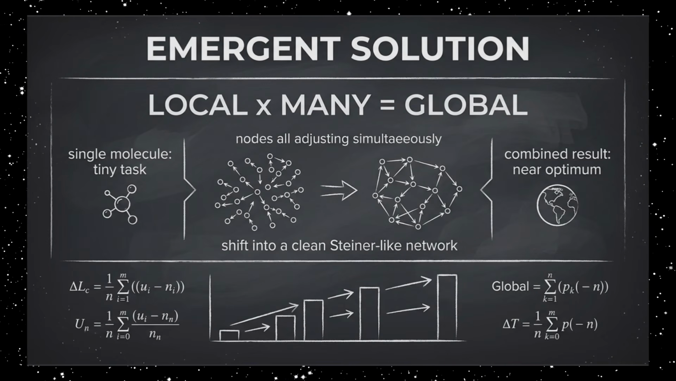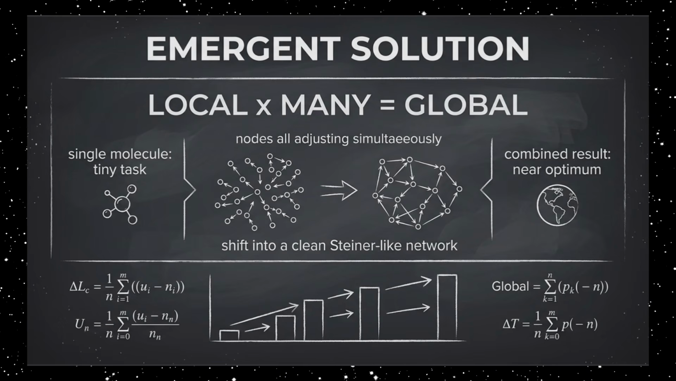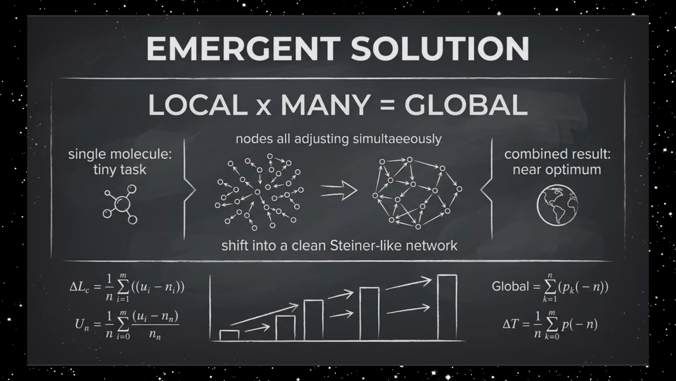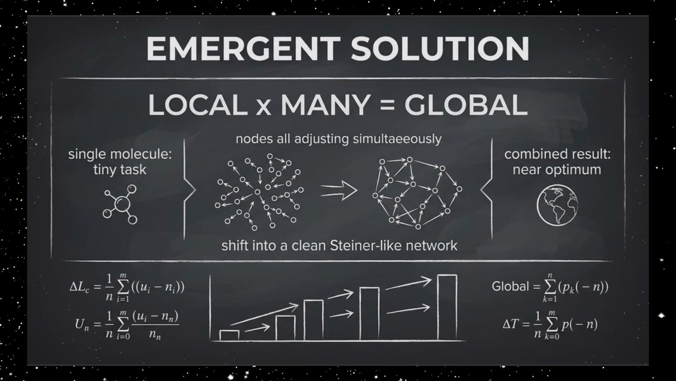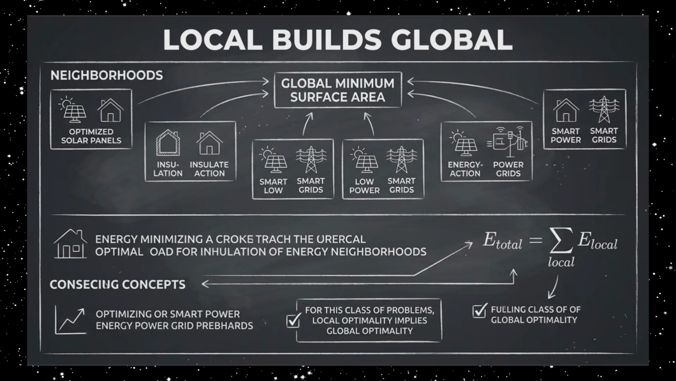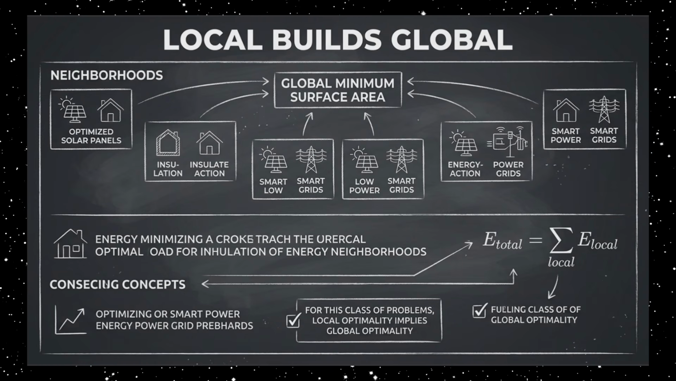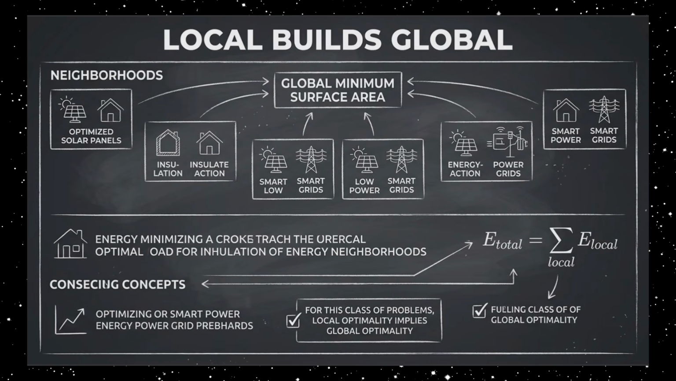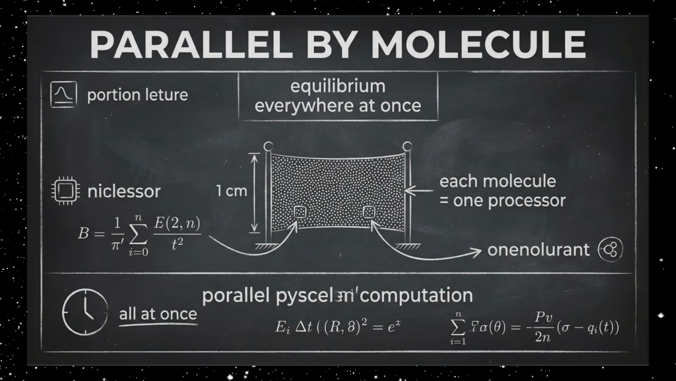And yet, when all those molecules do this simultaneously, the global result that emerges is a solution, or nearly a solution, to the optimization problem. Not because any single molecule solved the big problem, but because the big problem is, in a deep mathematical sense, the sum of all the little problems. The global minimum of surface area is the configuration where every local neighborhood is also at minimum energy. Local optimality implies global optimality for these kinds of problems, for a certain class of them at least.